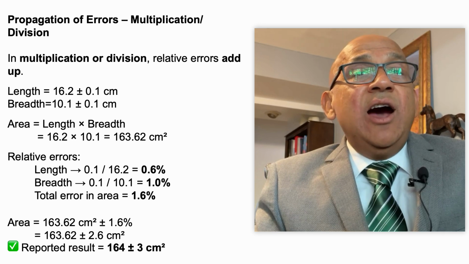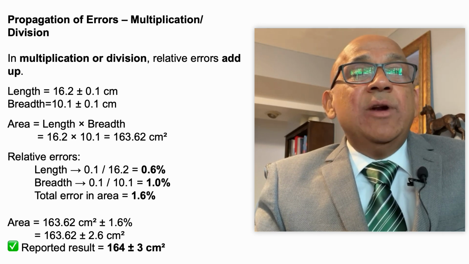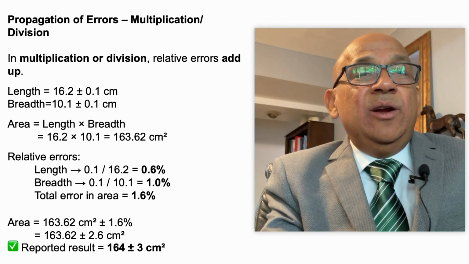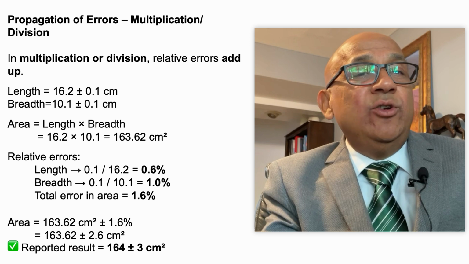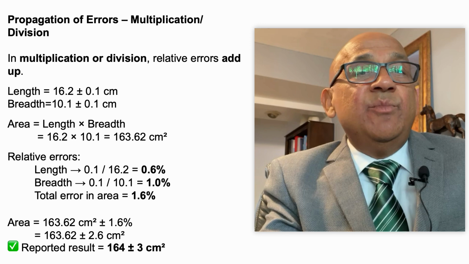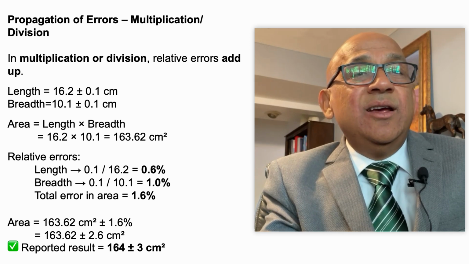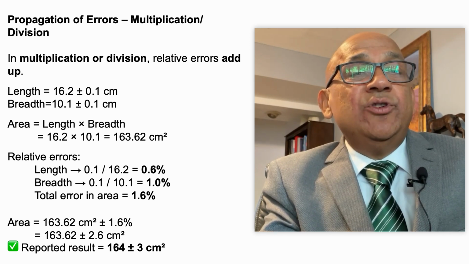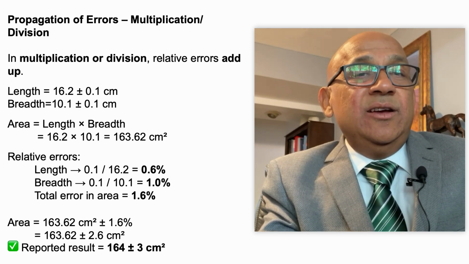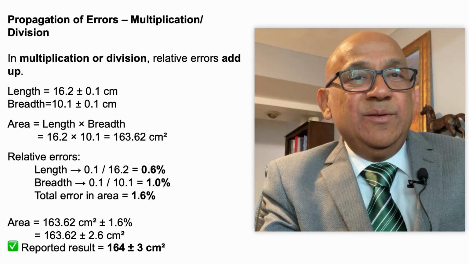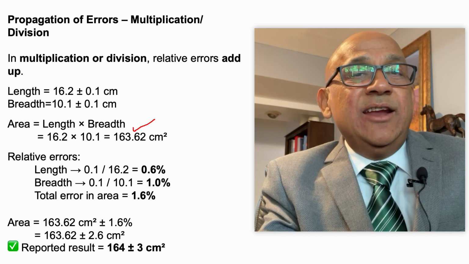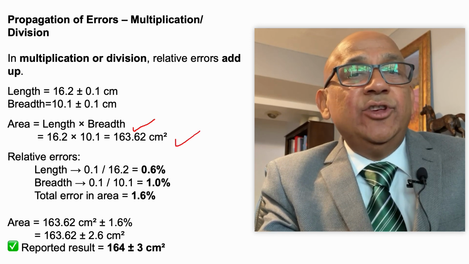So now let us see how errors propagate. When we do multiplication or division, relative errors add up. Let us say the length of an object is 16.2 centimeter with an uncertainty of 0.1 centimeter and the breadth is 10.1 centimeter, again with an absolute error of 0.1 centimeter. Now if I find the area with this length and breadth, then you simply multiply length and breadth and you come up to 163.62 centimeter squared.